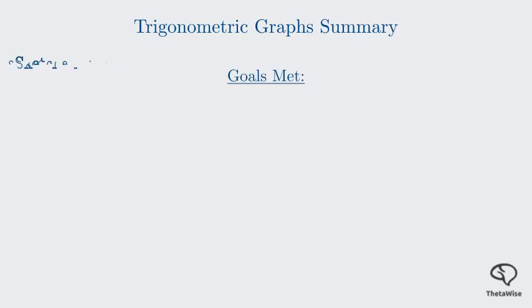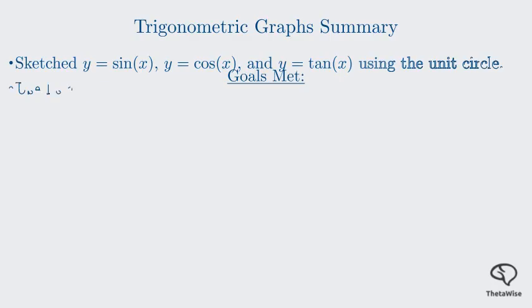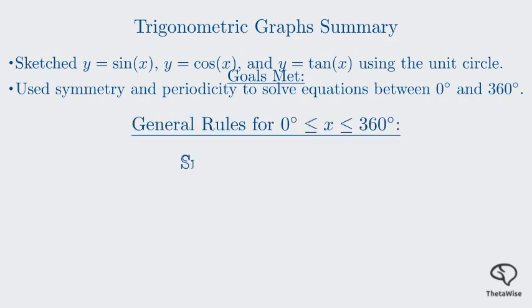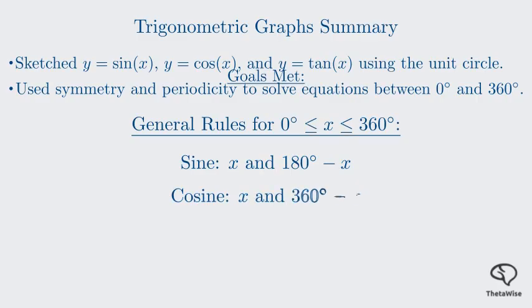We've now covered how to generate and use the three main trigonometric graphs. To recap, we have sketched the graphs of sine, cosine, and tangent using the unit circle and gradients, and used symmetry and periodicity to solve equations for multiple angles between 0 and 360 degrees. Let's look at the rules. For sine, if you have one solution x, the other is 180 minus x. For cosine, if you have one solution x, the other is 360 minus x. And for tangent, solutions simply repeat every 180 degrees.